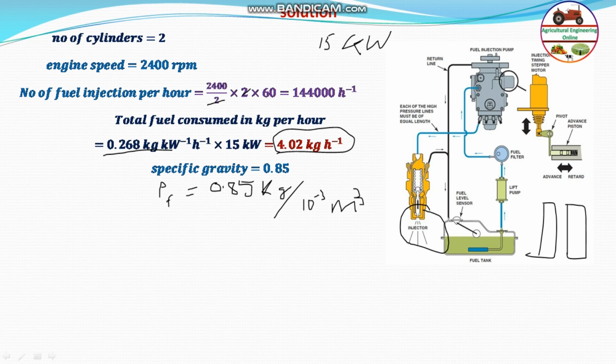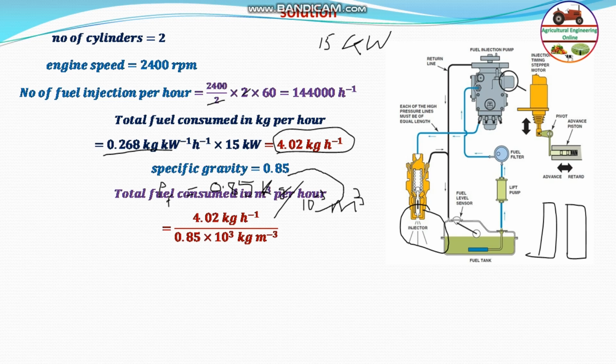So if you convert it, the total fuel consumed in meter cube per hour will be 4.02 kg per hour divided by 0.85 into 10 to the 3 kg per cubic meter. That will be 4.73 into 10 to the minus 3 meter cube per hour. This is the volume of fuel per hour. We have already calculated the number of fuel injections per hour, and this is the total amount of fuel in cubic meter per hour.